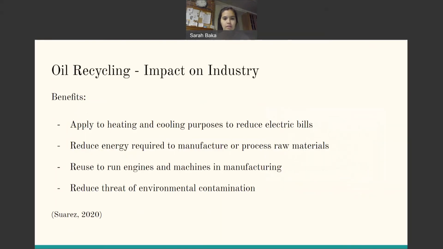So the impact on industry is that recycling of the oil can bring many benefits back into companies. They can use repurposed oil to reduce electric bills by using it for heating and cooling. They can reuse the oil by applying it to make energy, to manufacture and process raw materials, even using it to run engines and machines. And overall, the biggest impact would be reducing the threat of spills and environmental contamination.